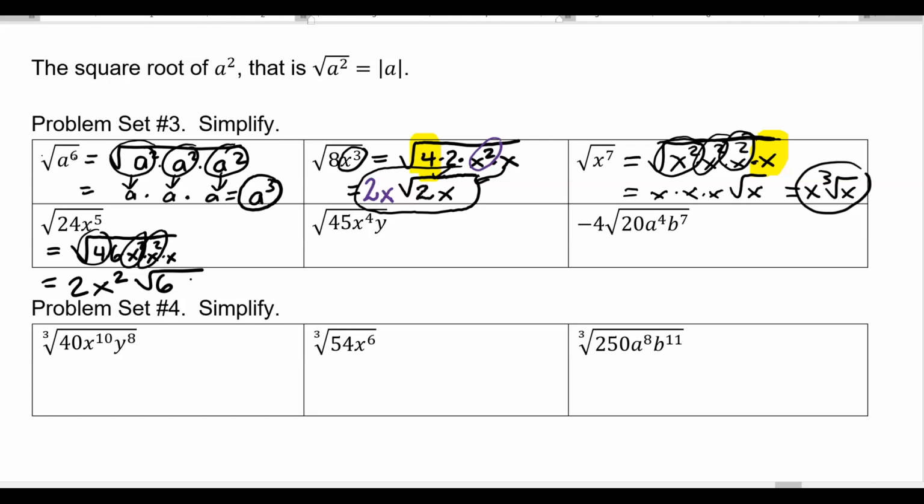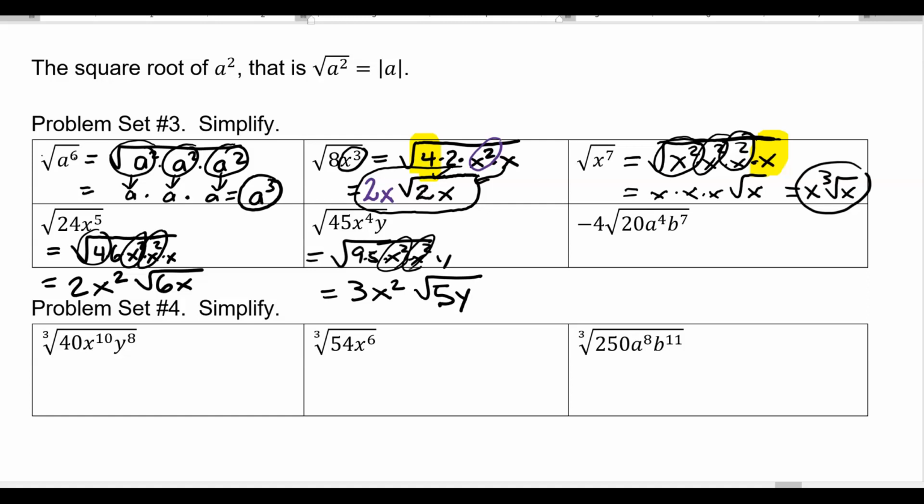But again, that x on the end stays under. Then we have the square root of 45x to the 4th y. That's 9 times 5, x squared, y. So the square root of 9 is 3. We're going to leave the 5 under. Square root of x squared times square root of x squared, well, that's going to be x squared on the outside and y under.